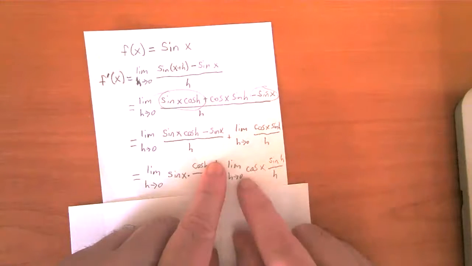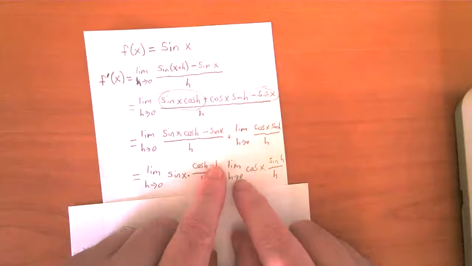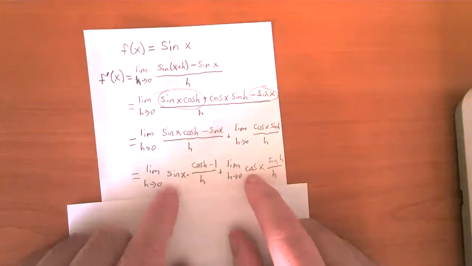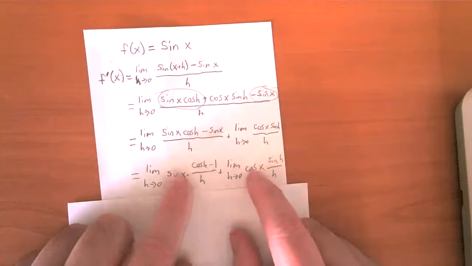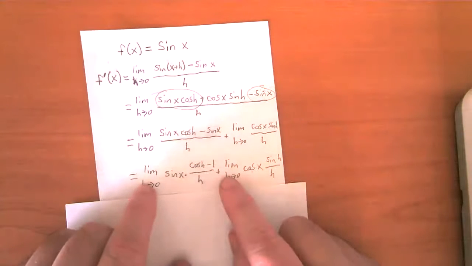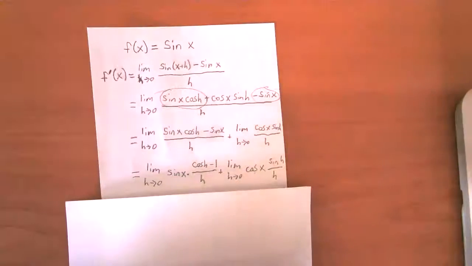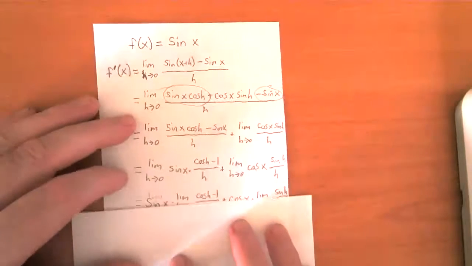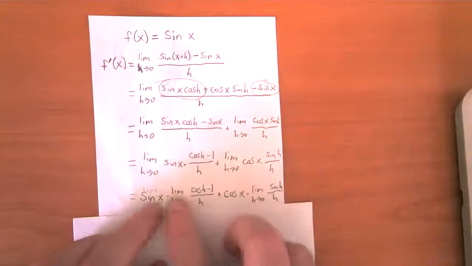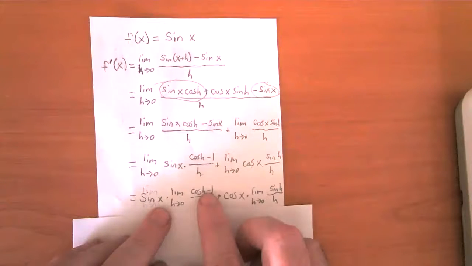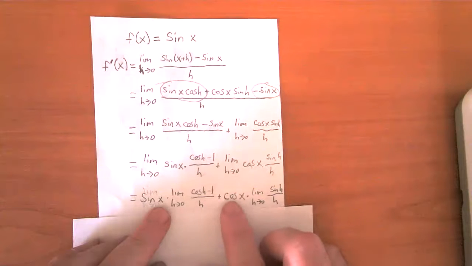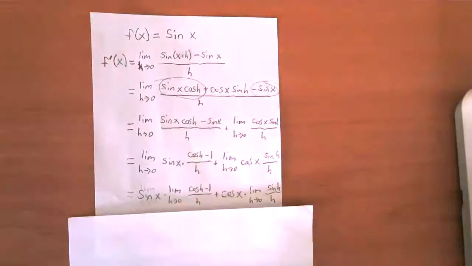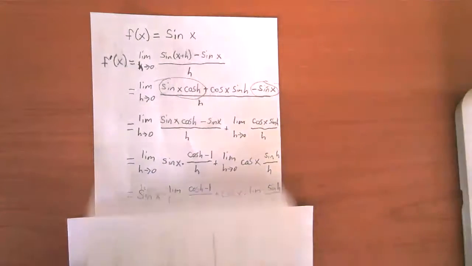This is an expression that only talks about the limit as h approaches 0. So the cosine of x is a constant in this expression. So since these are constant expressions, we can move them outside of the limit. That's another one of our limit properties, that when we've got constants inside the limit, we can pull them outside of the limit. So that becomes the sine of x times the limit as h approaches 0 of cosine h minus 1 over h, plus cosine of x times the limit as h approaches 0 of sine h over h.